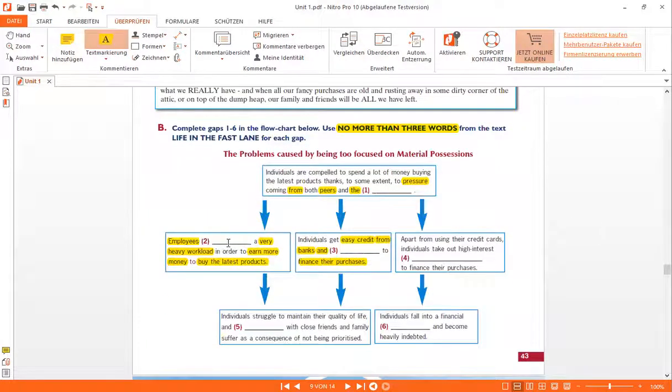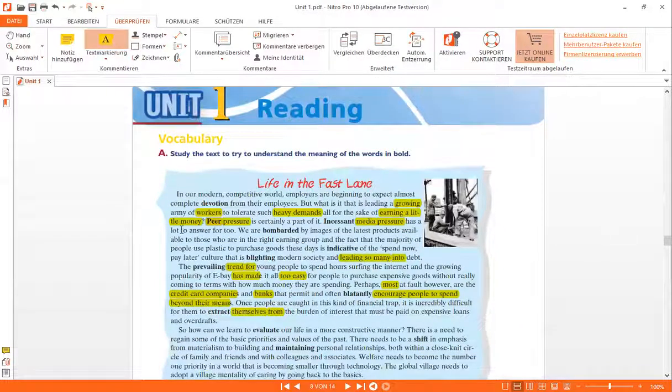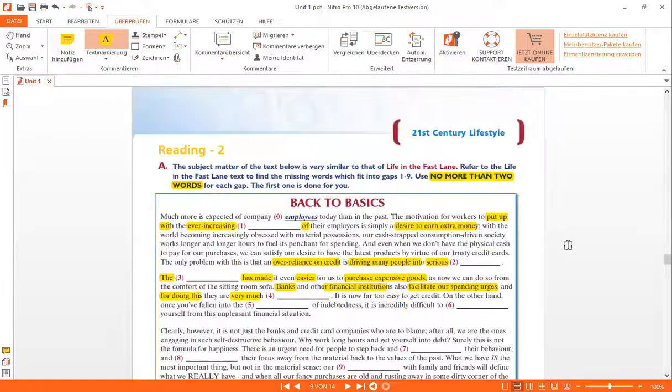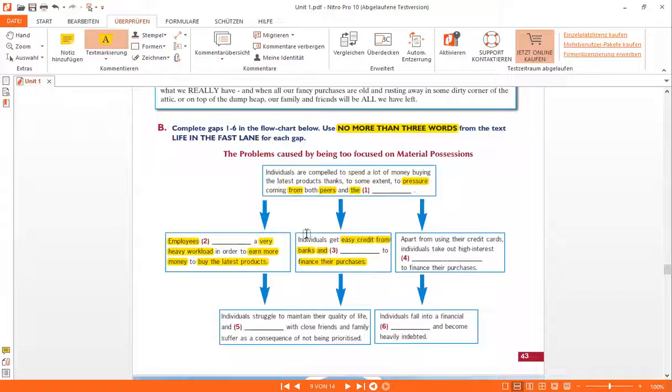Number 2, employees gap a very heavy workload in order to earn more money to buy the latest products. Okay, so we read, don't forget that they needed money or to earn a little bit of money. The workload is heavy demands. So that tells you tolerate is the answer that we're looking for. They tolerate heavy demands or a heavy workload.